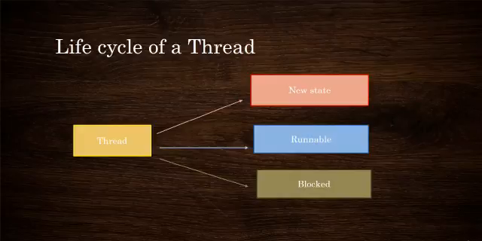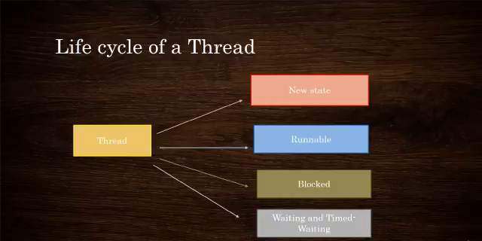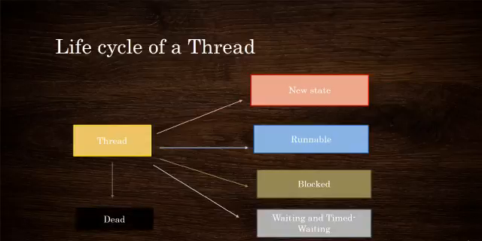Waiting: a thread that is waiting indefinitely for another thread to perform a particular action comes into the waiting state. Timed waiting: a thread that is waiting for another thread to perform an action for up to a specified waiting time comes into the timed waiting state. Terminated or dead: a thread that has exited comes into the dead state or terminated state.